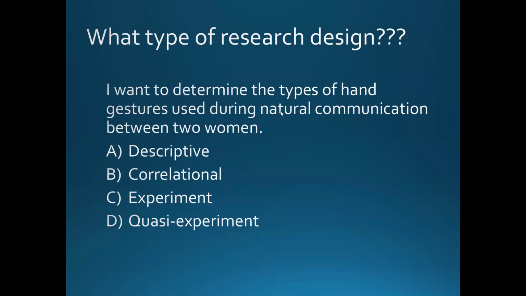Correlational. All right, finally, let's do one more. I want to determine what the types of hand gestures used during natural communication between two women. Is it descriptive, correlational, experiment, quasi-experimental?